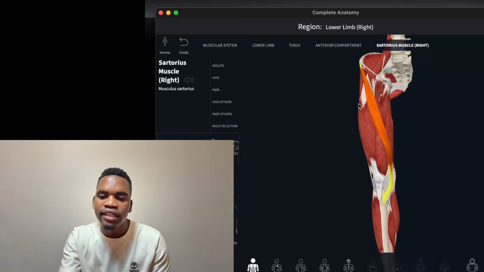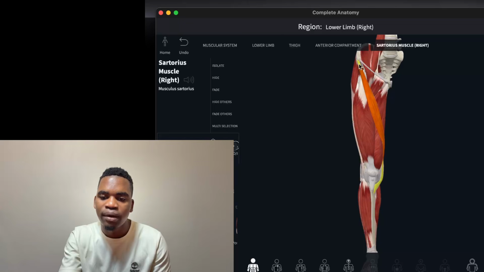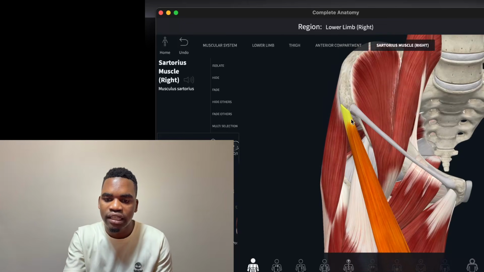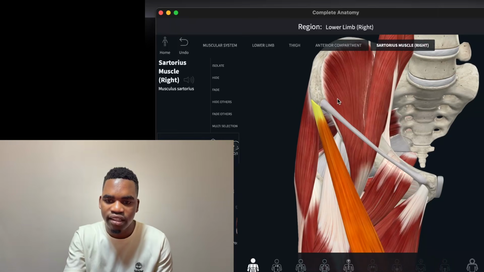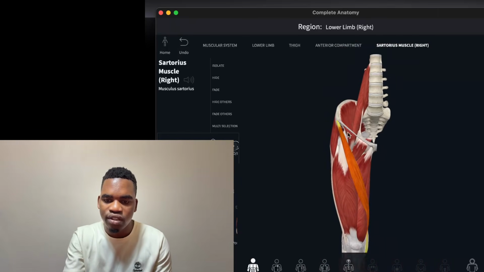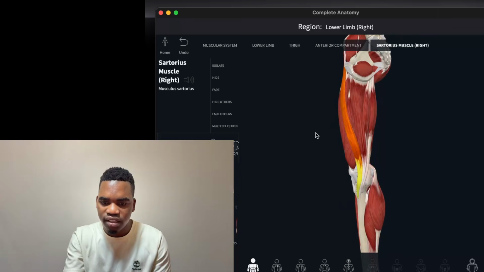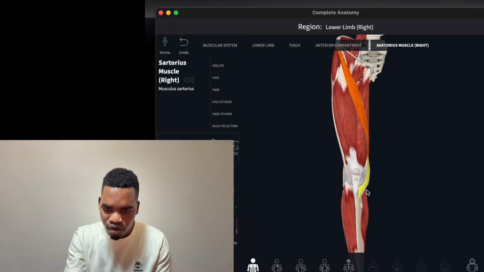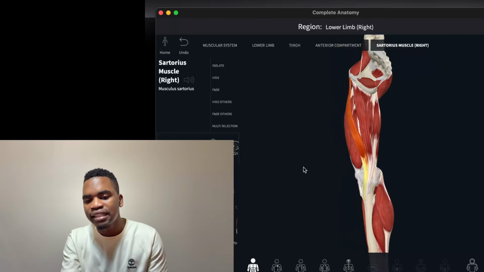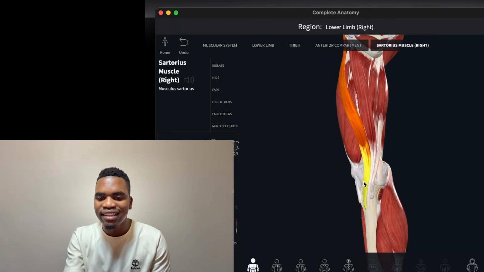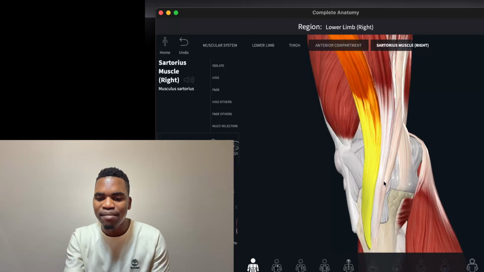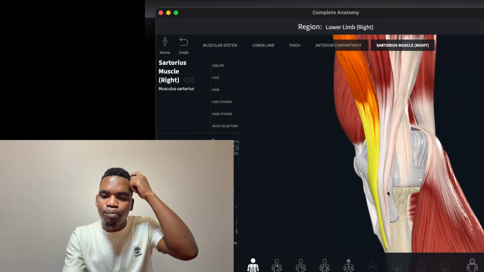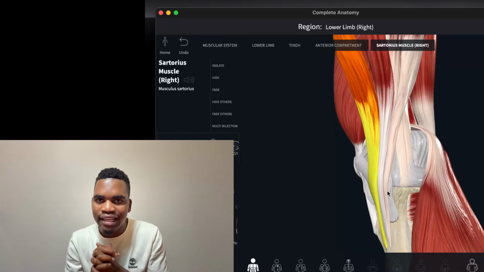Okay, it is originating from the anterior superior iliac spine. This is the anterior superior iliac spine, and this is where this muscle takes its origin. And it's going to insert itself, the distal attachment is going to be on the proximal medial surface of the tibia. But you're going to see later that this insertion is made by three muscles. Three muscles are coming together to form a conjoined tendon, and that tendon is called pes anserinus.